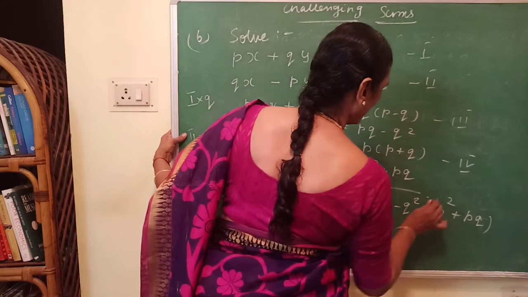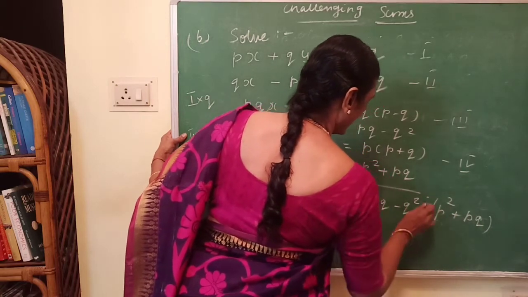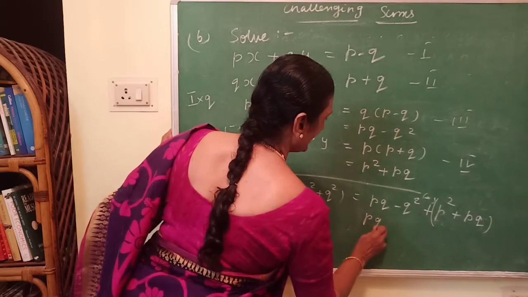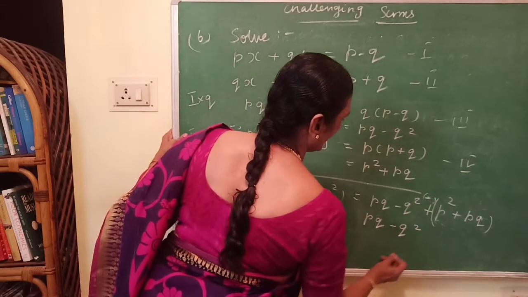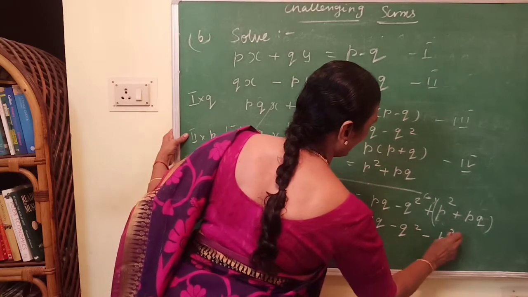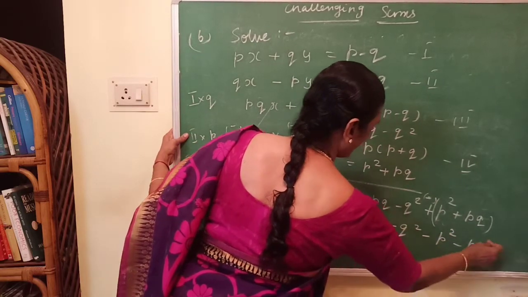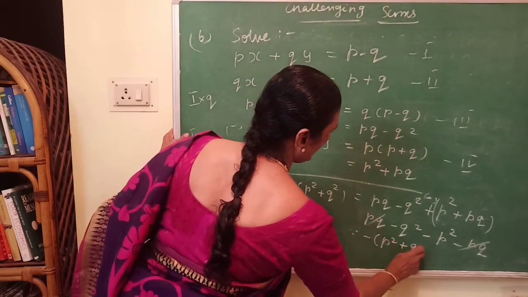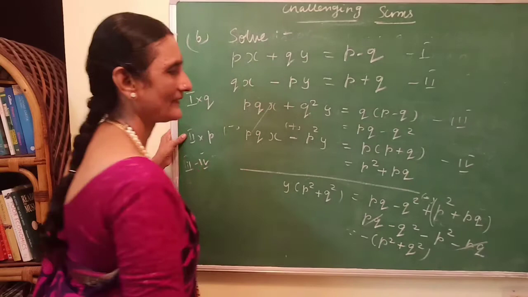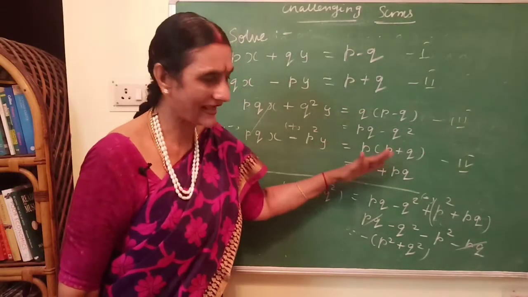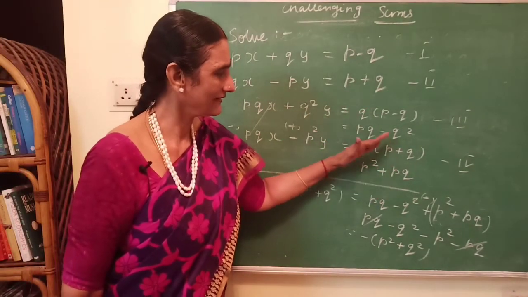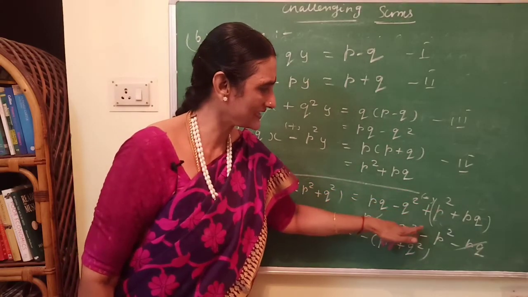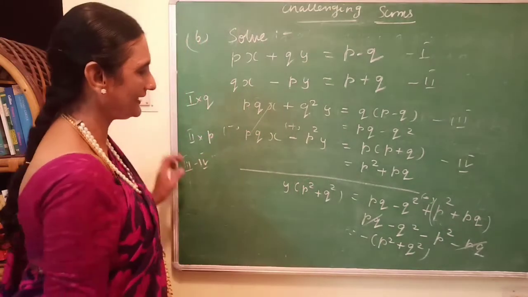So this will become, if you change the sign, this becomes what? Sign changes. So pq minus q square minus p square minus pq. So these two will get cancelled. You will get minus of p square plus q square. Are you understanding? Here I just added as it is so that there is no confusion. Then I have changed the sign here so that minus p square minus pq will come automatically.